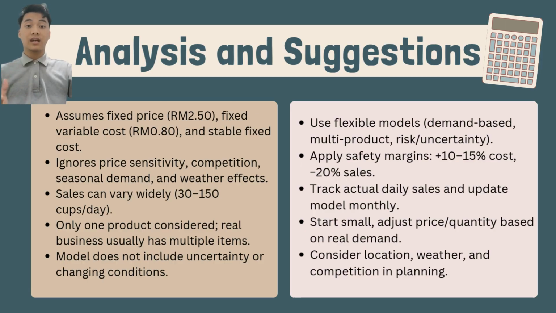For the suggestions, use a flexible model like a demand-based multi-product model or one that accounts for risk and uncertainty. The next point is to apply a safety margin of plus 10 to 15% on cost and minus 20% on sales. The third one is to track actual daily sales and update the model monthly. This can be done digitally or physically. The next point is to start small and adjust price or quantity based on demand. Lastly, consider location, weather, and competition in planning.